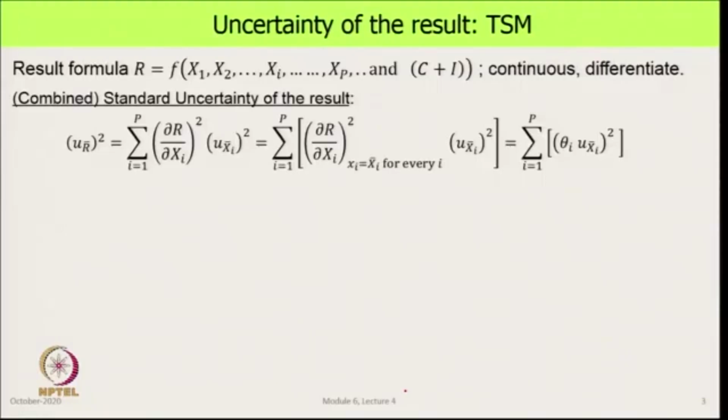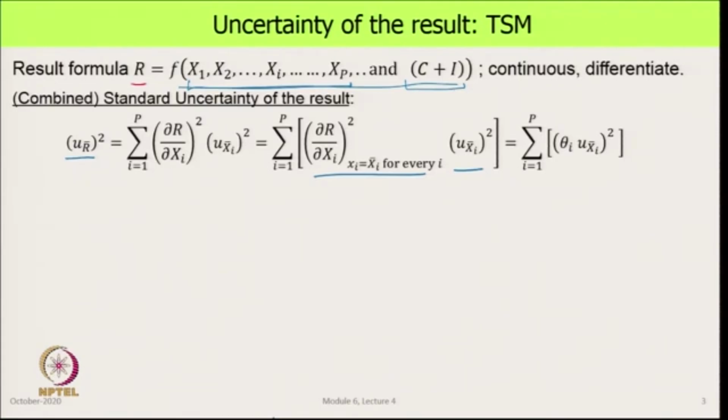So, what we have done thus far is that we started with a result formula R, which is a function of various parameters x 1 to x p and of some constants. We put a restriction that this is a continuous function and continuously differentiable, and from there we got the formula for the combined standard uncertainty of the result as a function of the result formula and combined standard uncertainties in individual measurements.